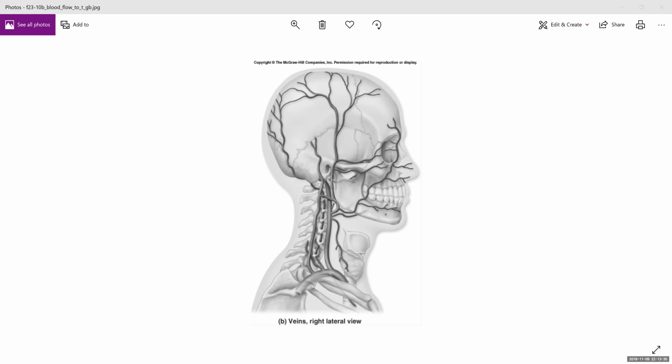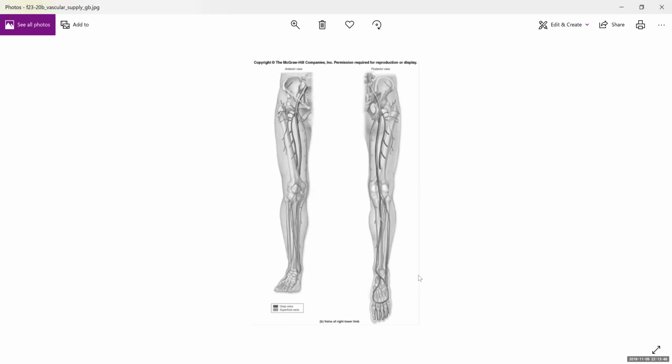Need to do this again. Okay. Okay. Name this vessel. Femoral vein. And this one? Deep femoral vein. Name this superficial vein that runs all the way the length of the inner thigh.